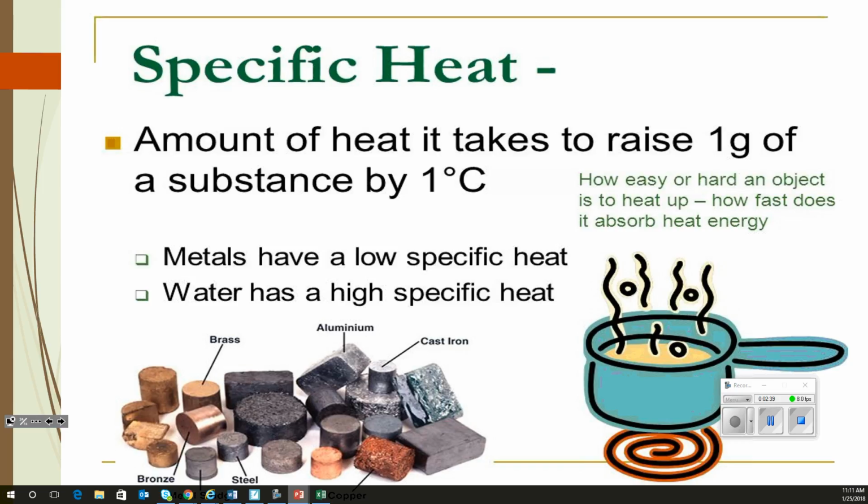So how easy or how hard an object is to heat up, or how fast it absorbs energy, is all about what specific heat is about. And we're going to be working with specific heat. Basically make sure you have down that it's the amount of heat that it takes to raise 1 gram of a substance 1 degree Celsius. That's what specific heat is. 1 gram, 1 degree Celsius.